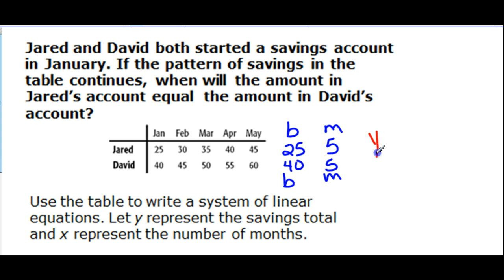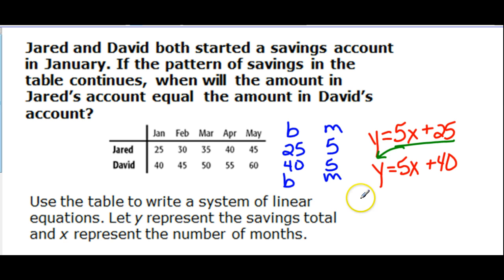So let's write equations for both of these guys. All right, so y is equal to 5x plus 25. And for David, y is equal to 5x plus 40. Now I'm going to solve this. I would probably use substitution for this. Take this, put it in for y. 5x plus 25 is equal to 5x plus 40.